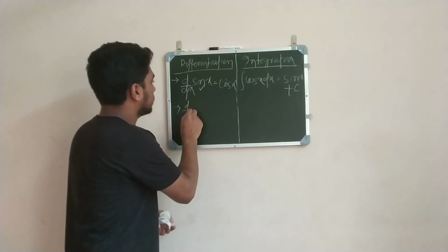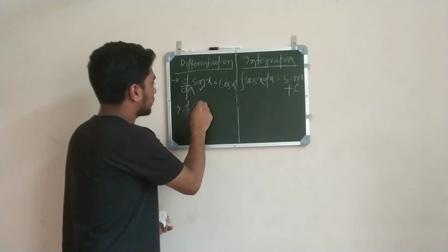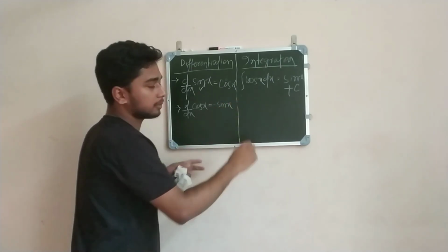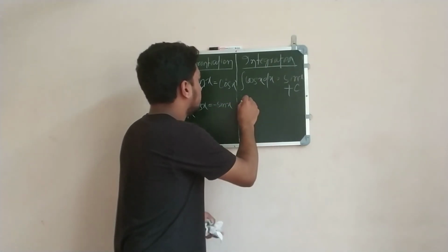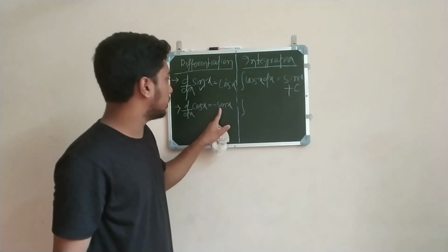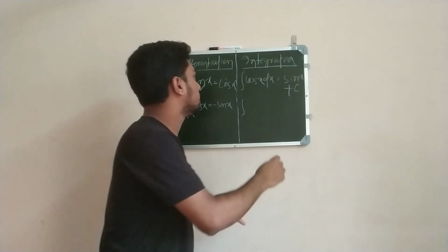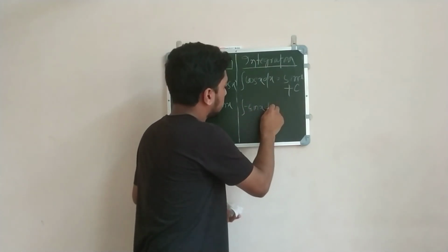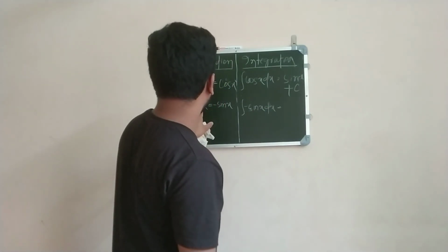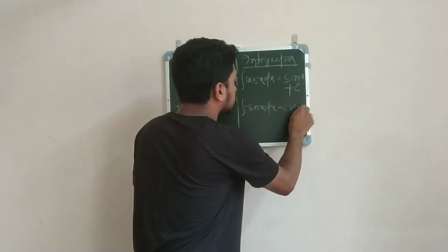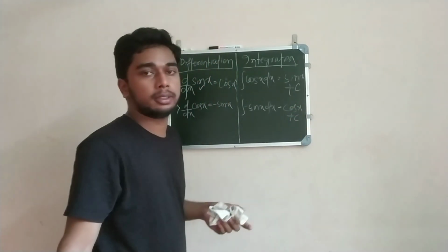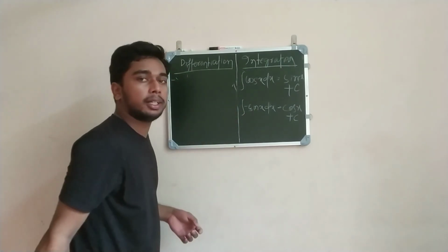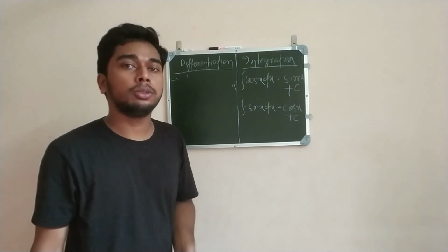The next formula was dy/dx of cos x is minus sin x, and just use this reverse formula. So the integral of minus sin x dx will be cos x, and a constant on the right side. There are other formulas, you can collect those formulas from your books.